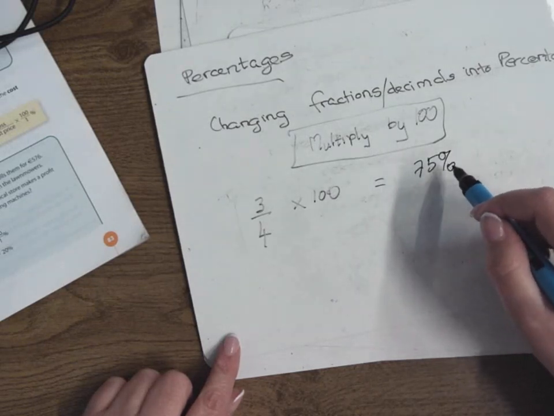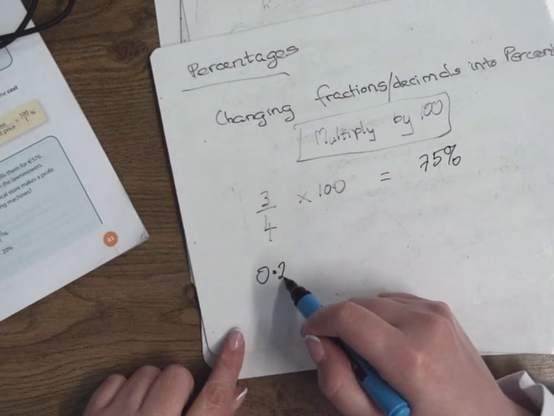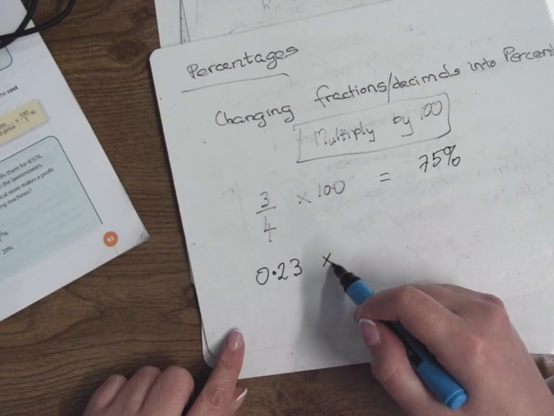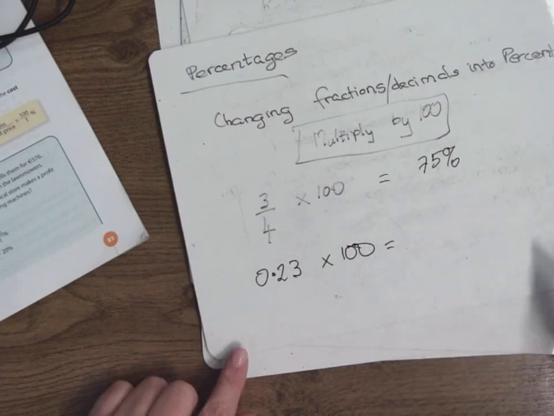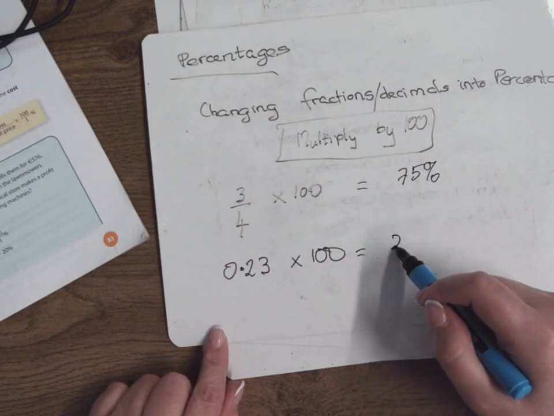Okay? Same with if you have a decimal. If you have 0.23, how do you turn a decimal into a percentage? You multiply it by 100 into the calculator with that, and your answer is 23%.